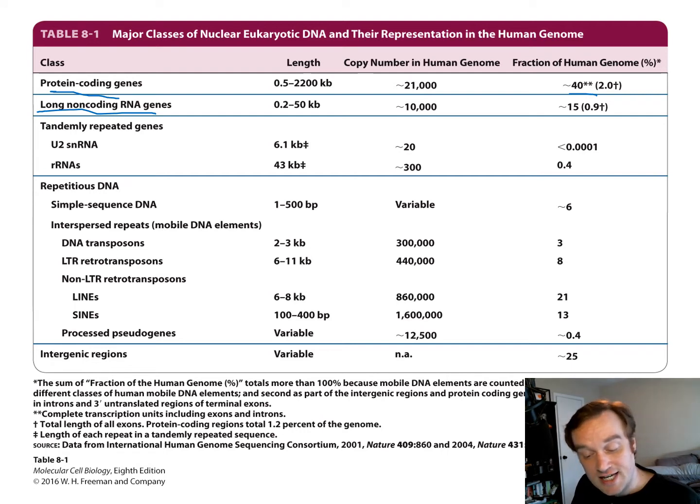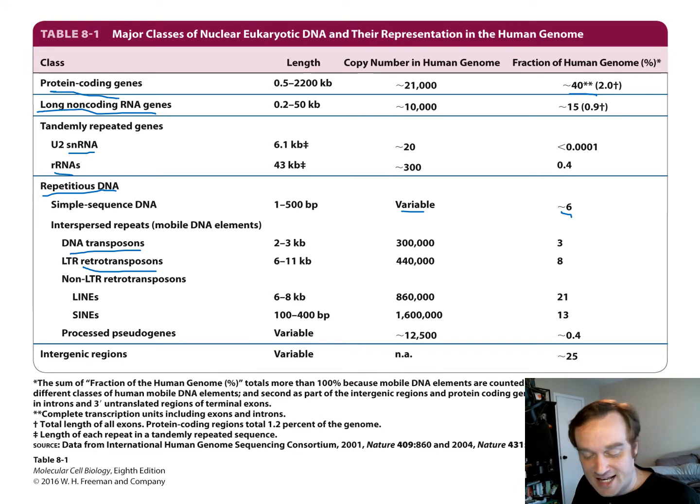We have tandem repeated genes. Ribosomal RNAs are one of these genes, as well as small non-coding RNAs. We have repetitious DNA, so simple sequence repeats that can be variable, about 6%, so microsatellites, things like that, as well as DNA transposons and retrotransposons. These are mobile jumping genes. They used to be called mobile DNA elements, etc.